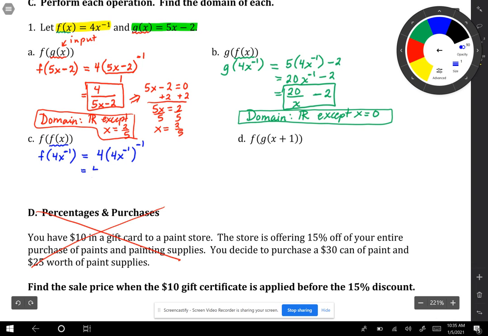So here's the first 4, and I'm going to distribute this exponent to each base. So you have 4 to the negative first, and a negative times a negative is a positive. So the only thing you're going to move is this guy right there. So the 4 stays the same, the x stays the same, and then the 4 to the negative first goes in the denominator, and these cancel, so you're left with x.